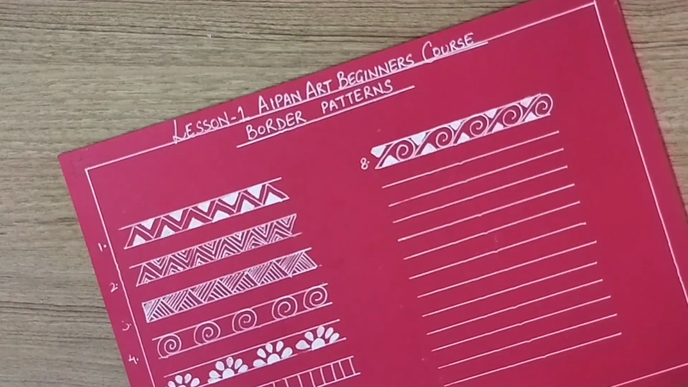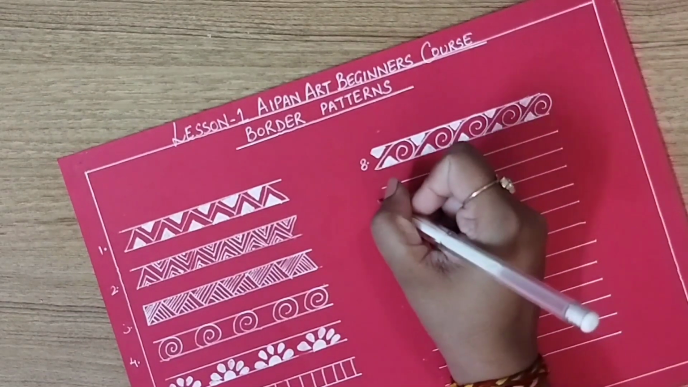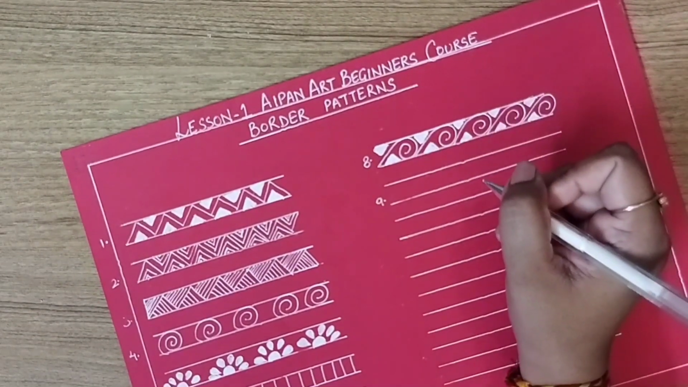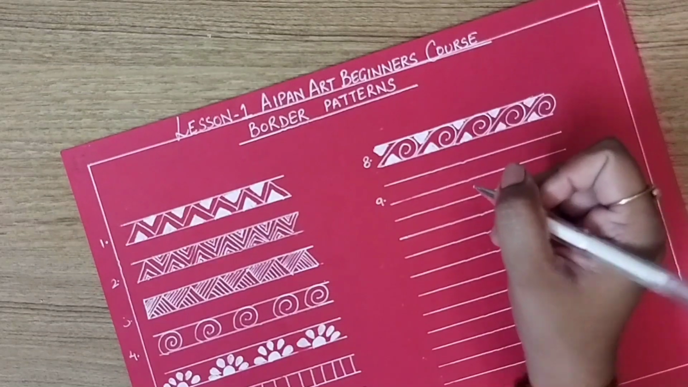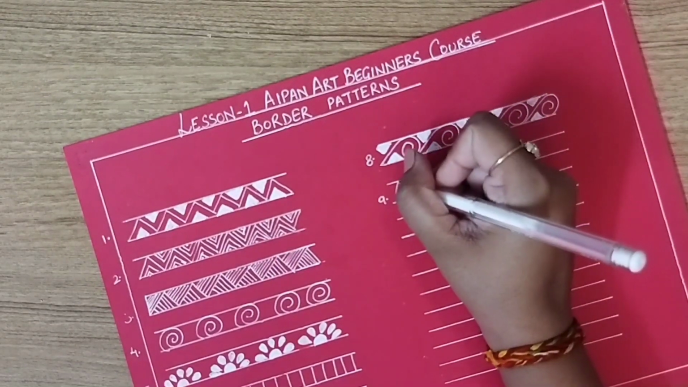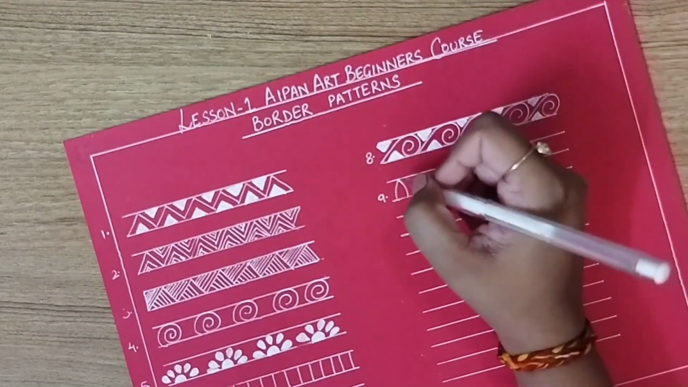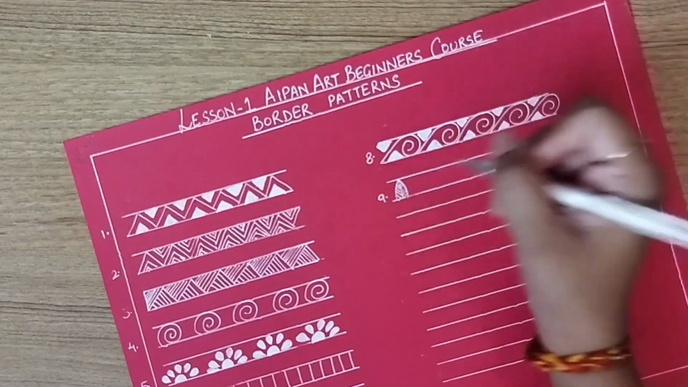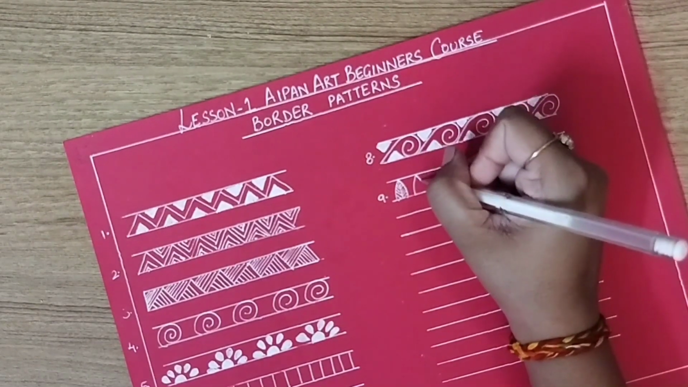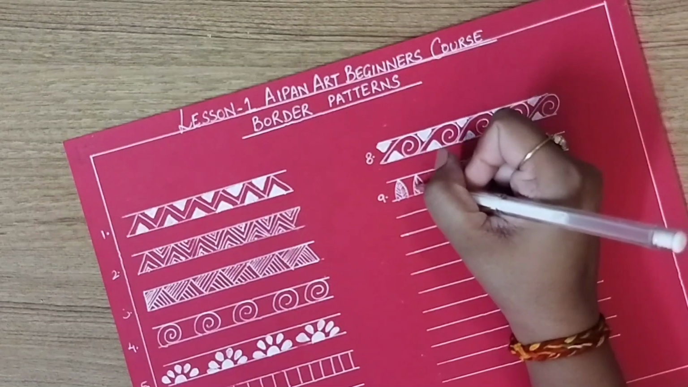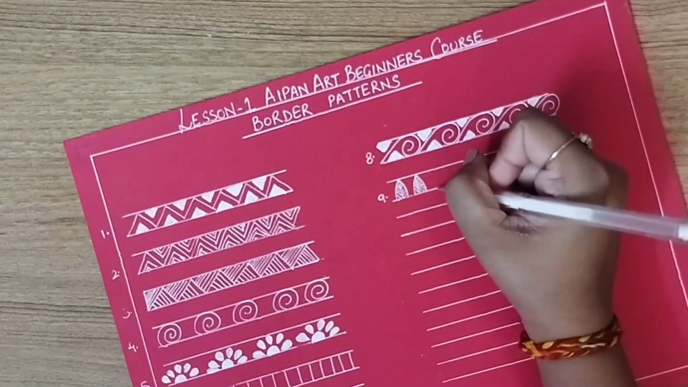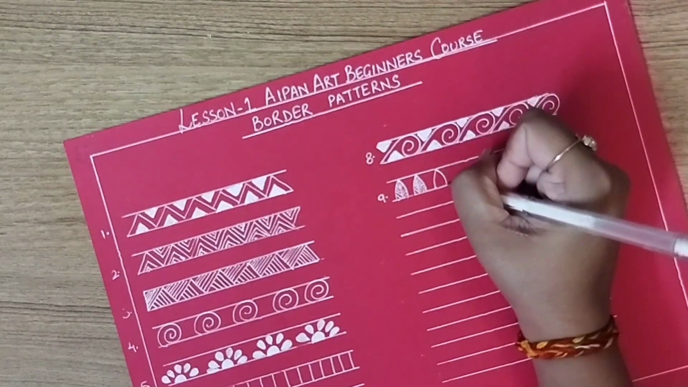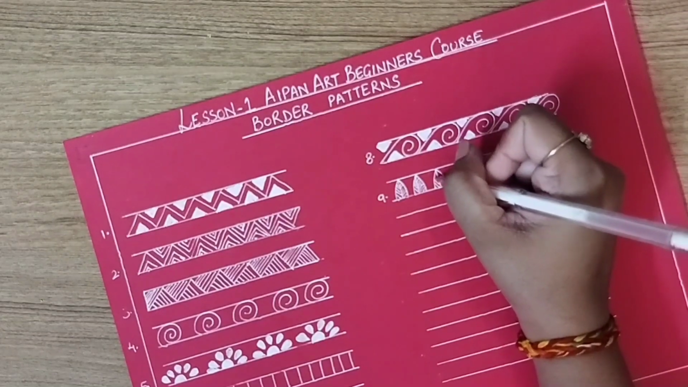Now we will come to pattern number 9. Let's see how we will make it. Pattern 9 is a leaf pattern. Draw a leaf, make a line in between, and then make the veins of the leaf.